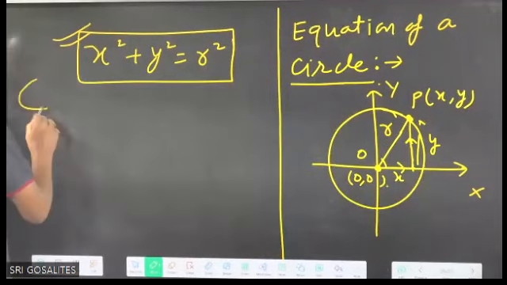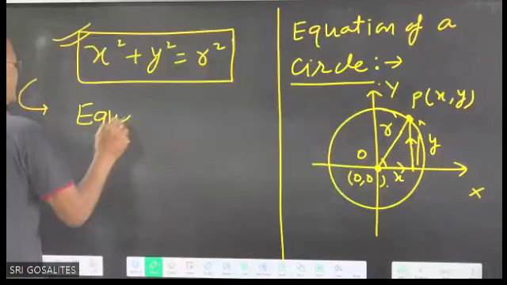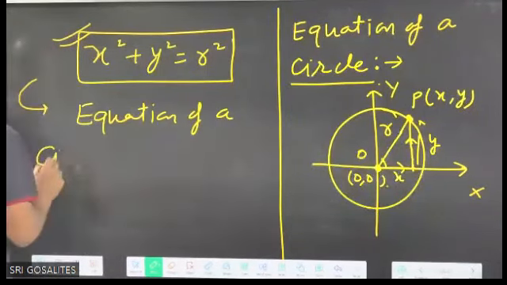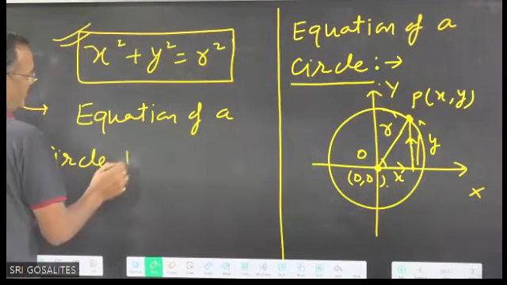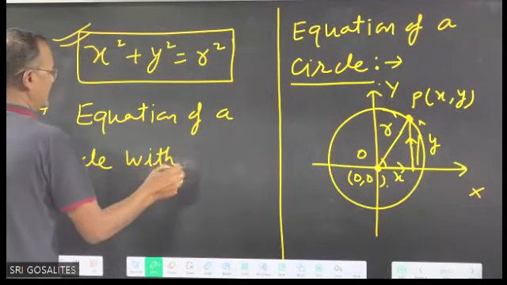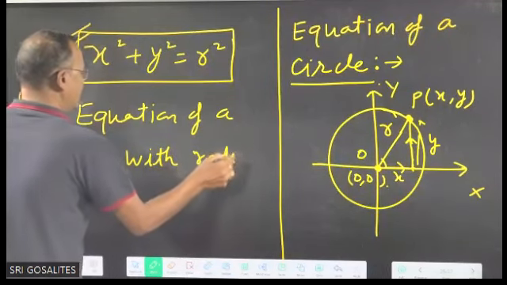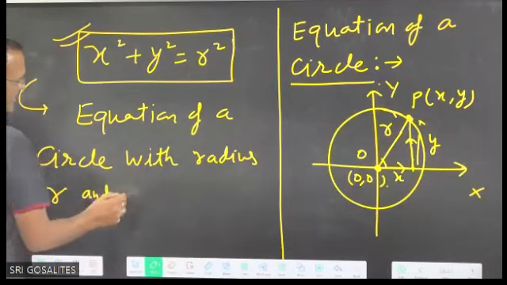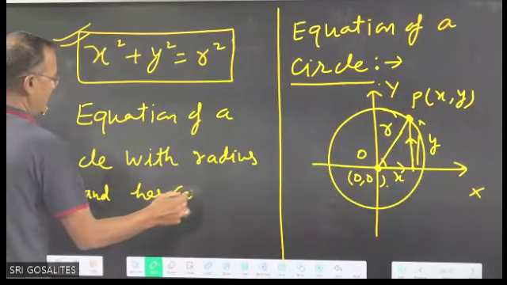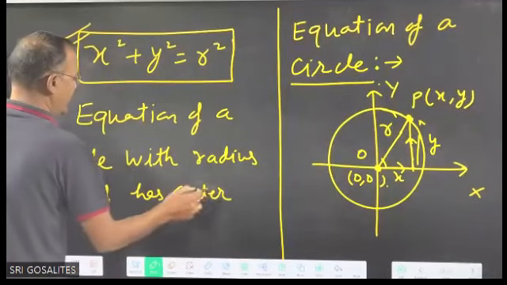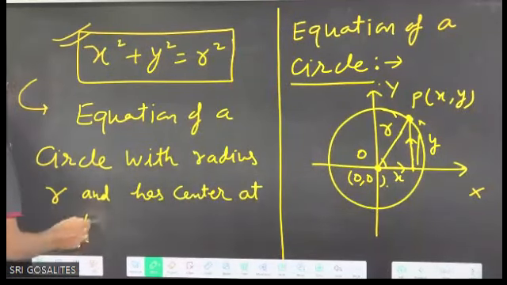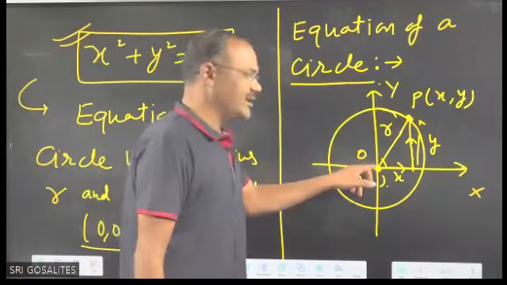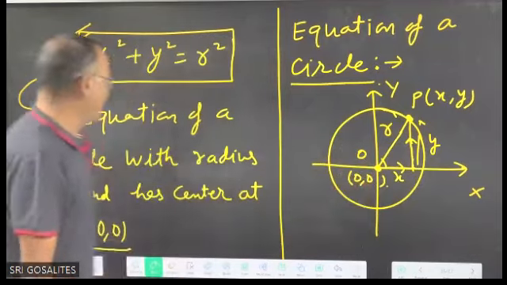This is what we call the equation. Note down with me: equation of a circle with radius r and center at 0, 0. So where is the center of this circle? At the origin. And what is the radius? R.